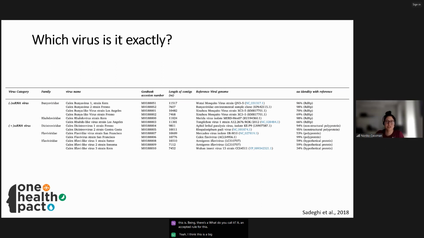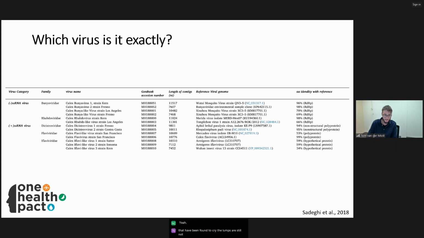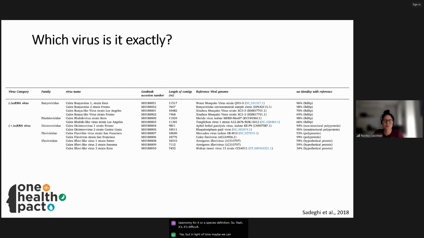Yeah, I think this is a big issue. Of course, there's the International Committee on Taxonomy of Viruses, and there are 200 people working on this problem, apart from all the virus researchers. But yeah, it's definitely debatable. And they cannot keep up with all this sequencing that we are doing. A lot of these viruses that we find, even viruses that have been found quite a lot, still don't have a clear taxonomy or clear species definition. So yeah, it's difficult. Yes, but in light of time, maybe we can go through some other questions.